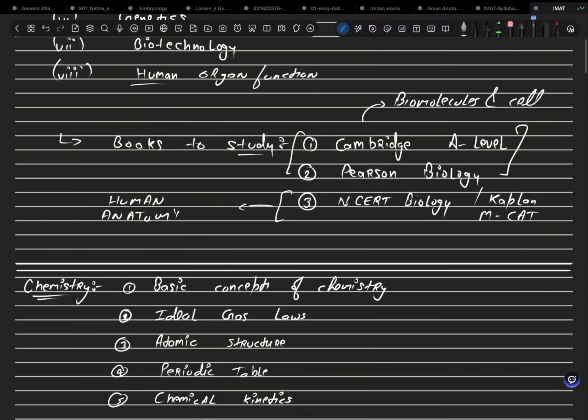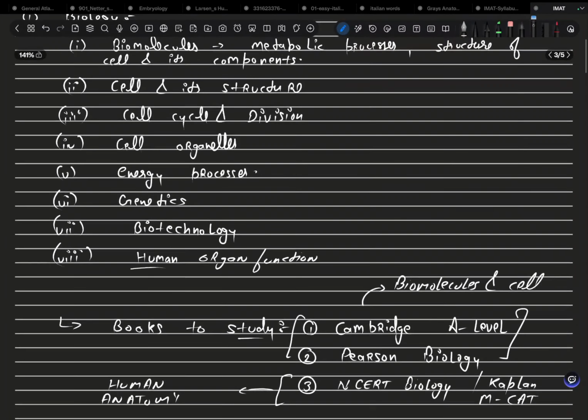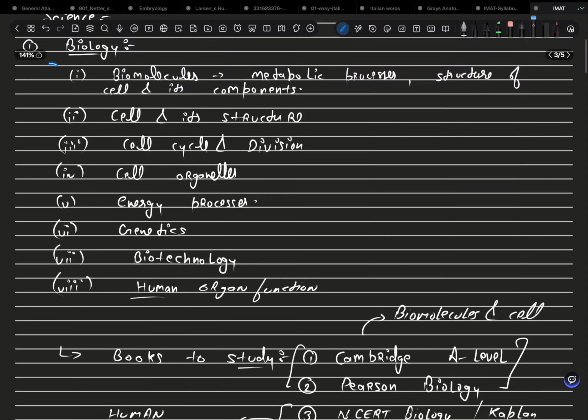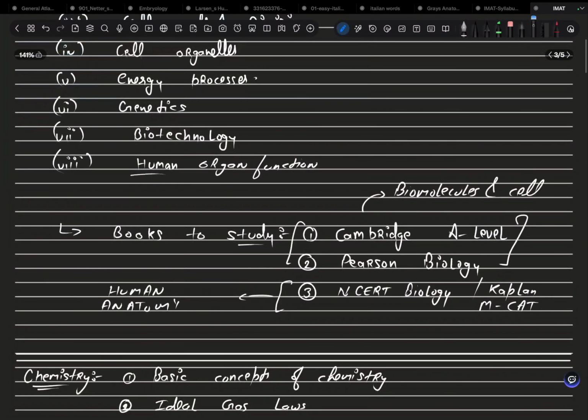And after that, I'm going to suggest the books. So for the biomolecules and the cell portion, you can use two books, which are the Cambridge A level, or the Pearson Biology. Both of them are very good books. I have read them myself, and I would suggest you bring any one of these and just keep studying.